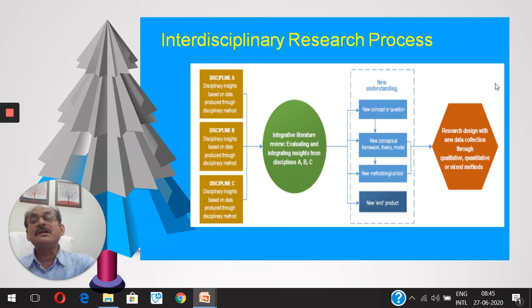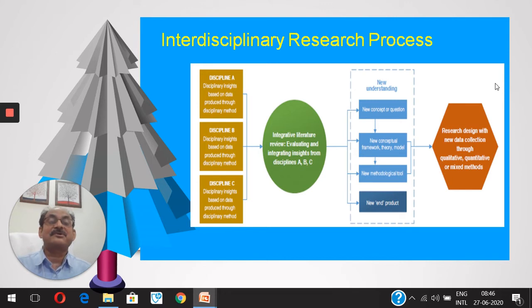That's why, in interdisciplinary work, we can introduce a new concept or question, a new conceptual framework, theory, or model, and a new methodological tool. This is a very important thing. In the disciplinary process, everything is in the same subject. But when I introduce something new, then you can adopt the new understanding, the new method, the new theory, the new framework, and lastly the new end product.